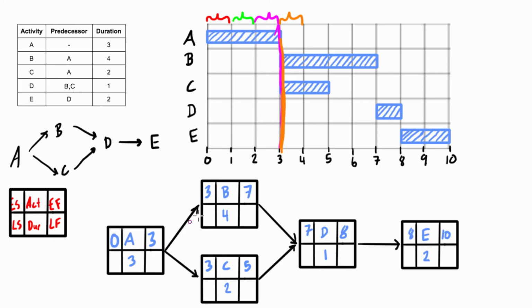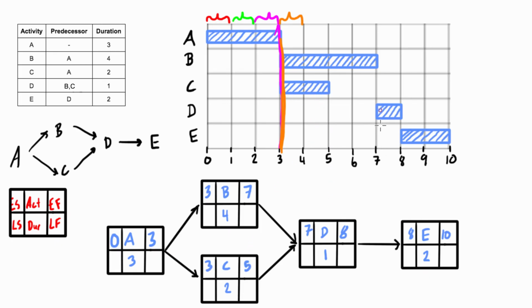Now, while we're on the topic of Gantt charts and their relation to network diagrams, all of these numbers you can see refer to the early start and the early finish. So if we look at activity A, 0 and 3, the early start is 0 and the early finish is 3. When we get to activity B, the early start is 3 and the early finish is 7. For activity C, we have 3 and 5. That's just one way of representing it.